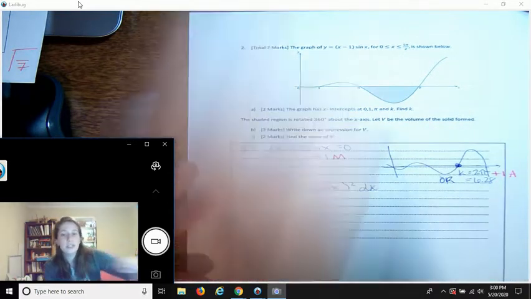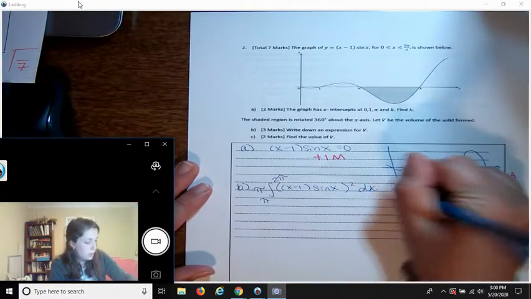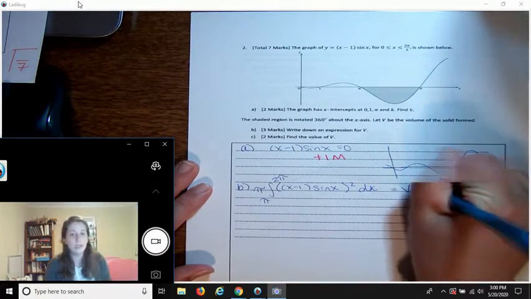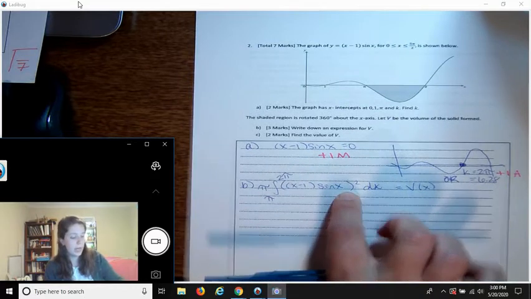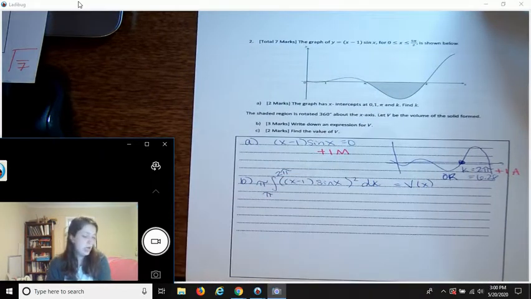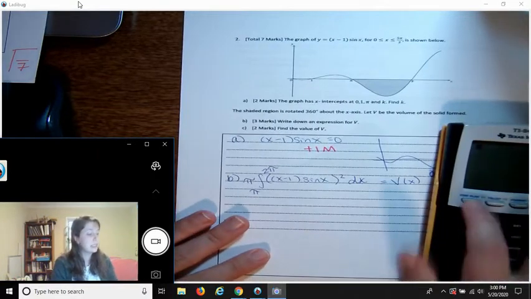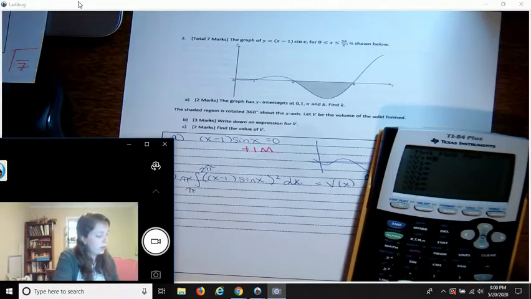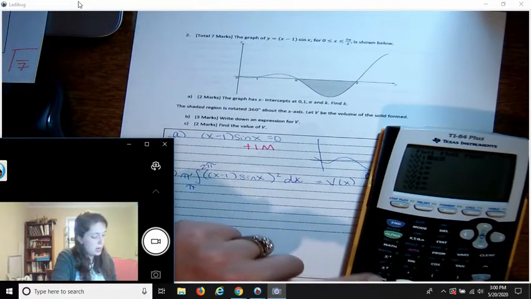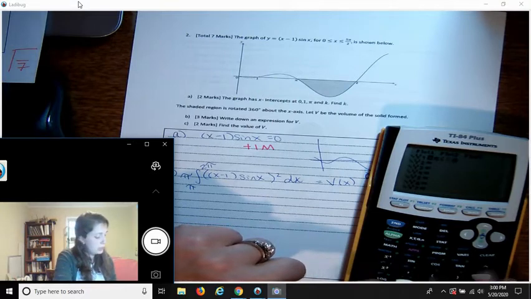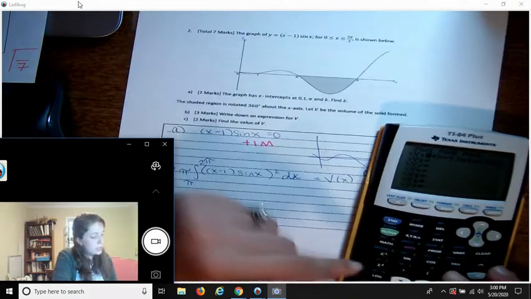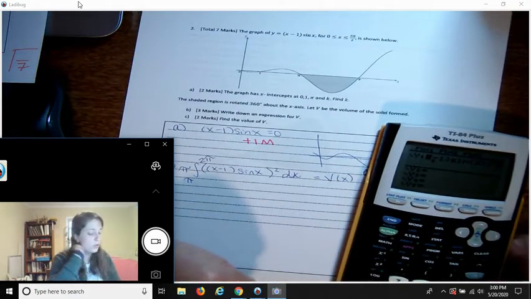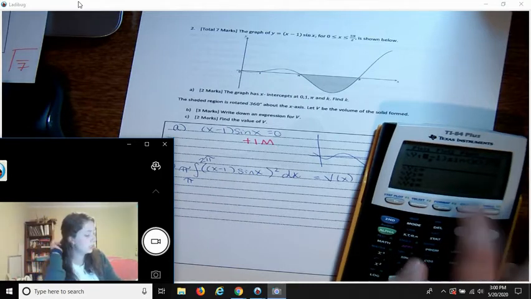Okay, so our function for volume of x should be this. Pi, this defines our radius squared, from pi to 2 pi. And then don't go about this algebraically. Stick this in your calculator. So we would have pi times x minus 1 sine x, and then square it. And you would just graph it.